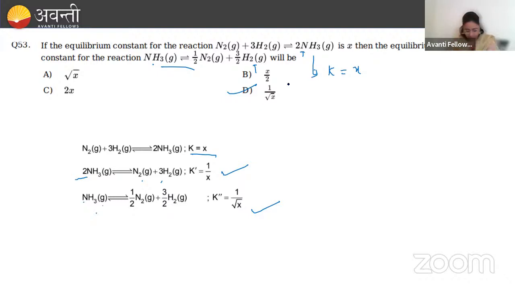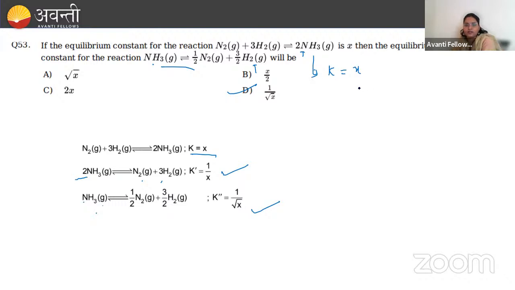Any doubt in this? Okay. The equilibrium constant of this is x, so the equilibrium constant of the reverse is 1 by x. Okay, we reversed it, 1 by x. And for NH3, what did we do? We removed the coefficients, divided by 2, or you can say that we have taken a square root of that. Okay.